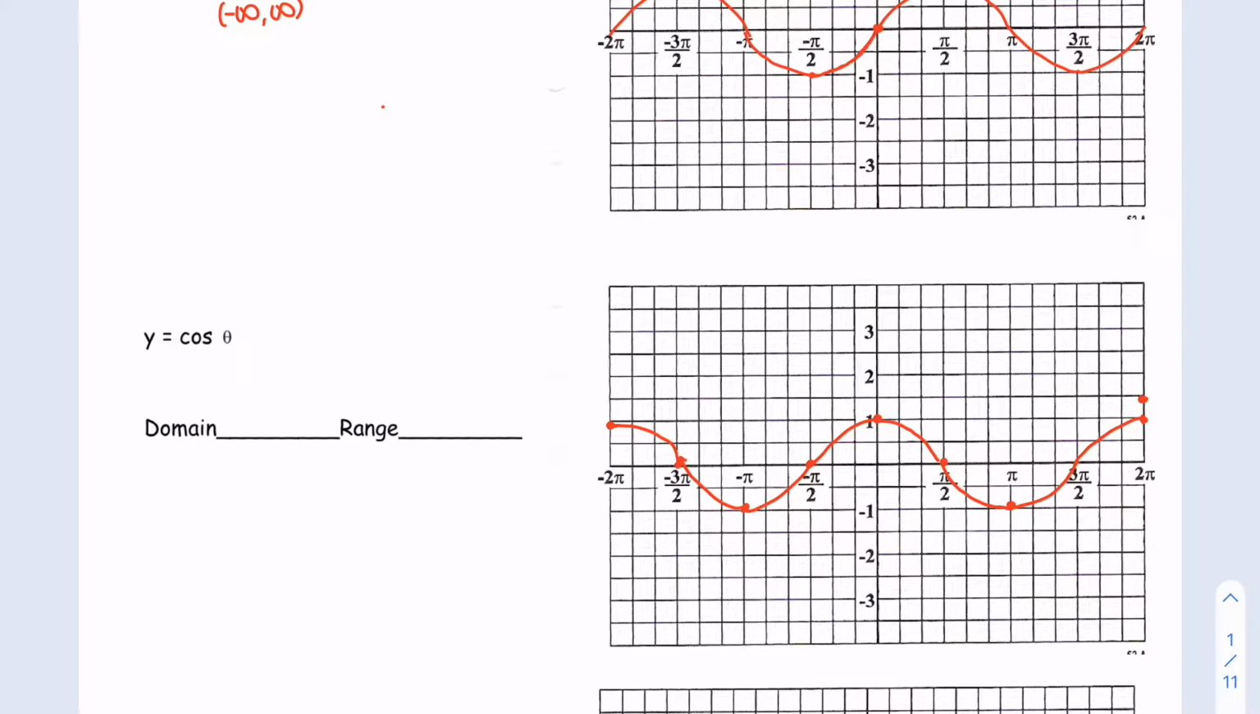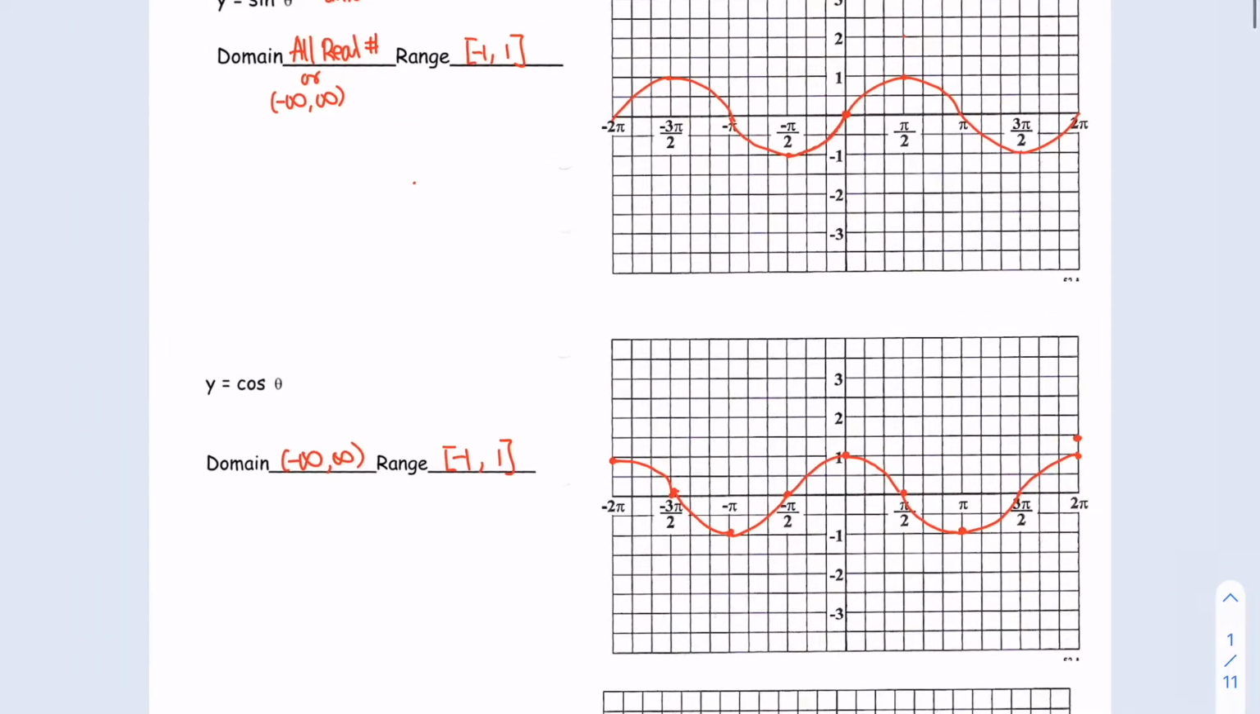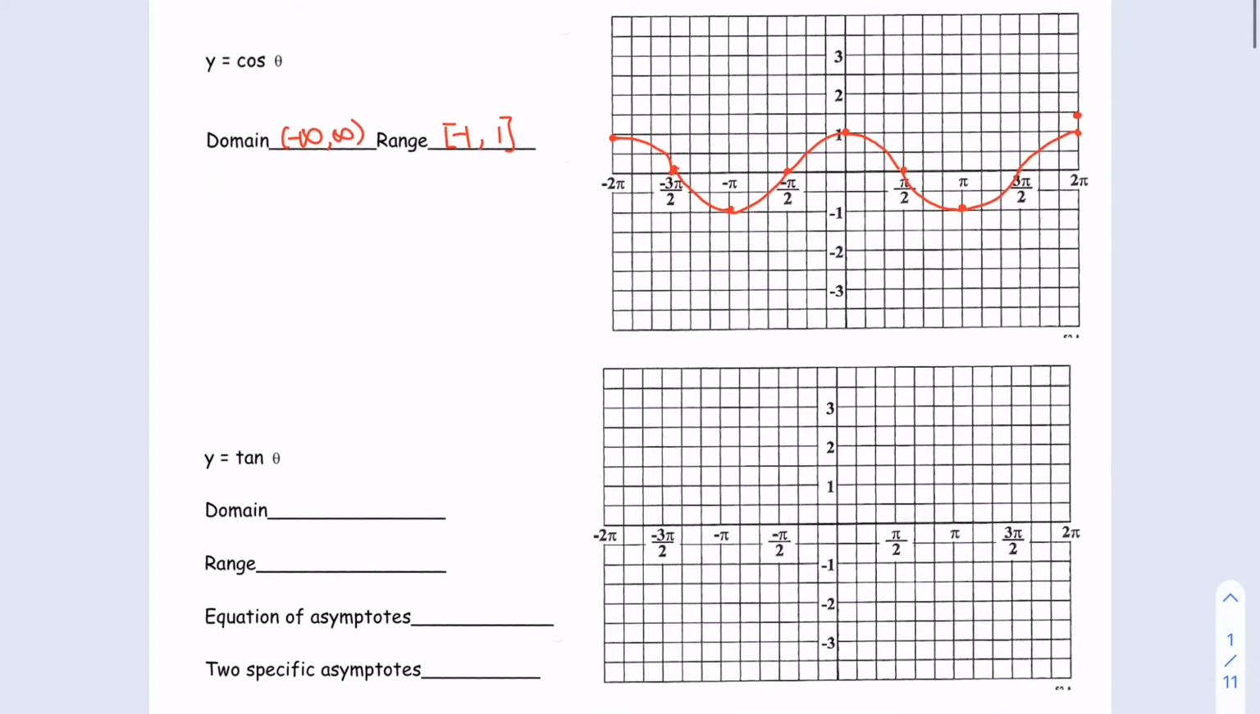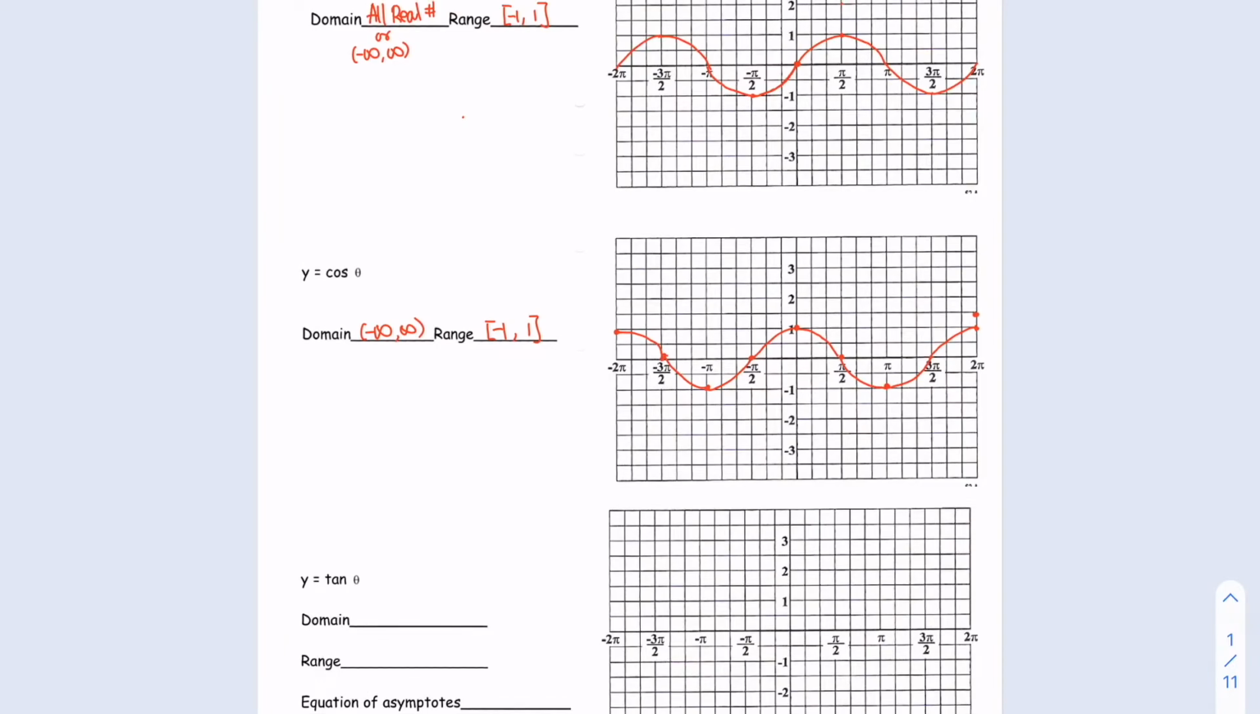Okay, we will look at the domain and the range. The domain will be all real numbers, and the range will also be -1 to 1. So now let's have a look at the graph of tangent of x. Tangent of x, as we know, equals sine of x over cosine of x. That's why whenever cosine is 0, the tangent will be undefined.